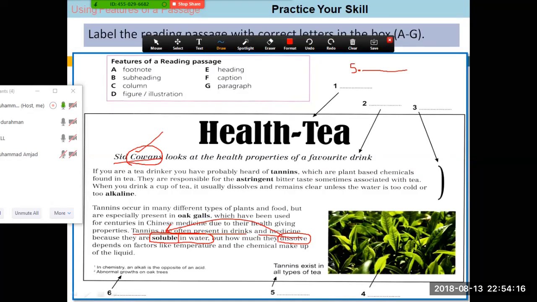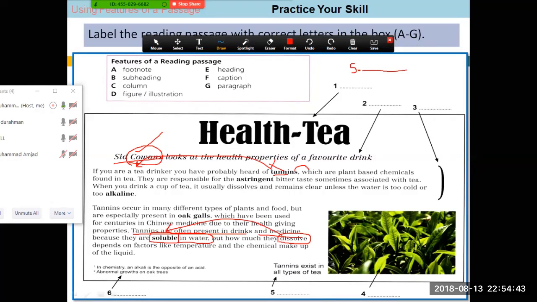Similarly, some people, whenever they find a difficult word, they start focusing on it. You have probably heard of tannins. Tannins. What is tannin? And they will again start from the first sentence and they will waste their time. If you are a tea drinker, you have probably heard of tannins. Tannin, what is tannin? They will not move forward and they will keep wasting their time here. So please don't do that.